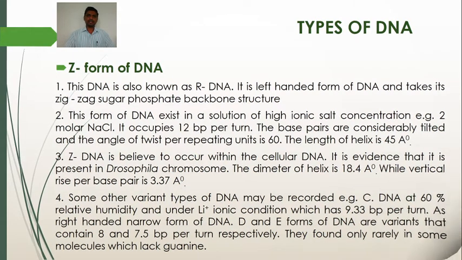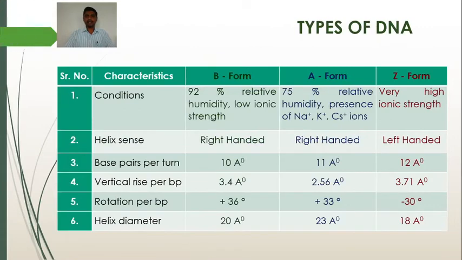Okay, now the difference between the different types of the DNA. Here on the left hand side we can see the characteristics and the different forms of the DNA, that is the B form, A form and Z form. The first characteristic is the condition. The B form of the DNA occurs at 92% relative humidity and low ionic strength, while the A form occurs at 75% relative humidity and in the presence of sodium, potassium and cesium ions, while the Z form occurs at very high ionic strength.